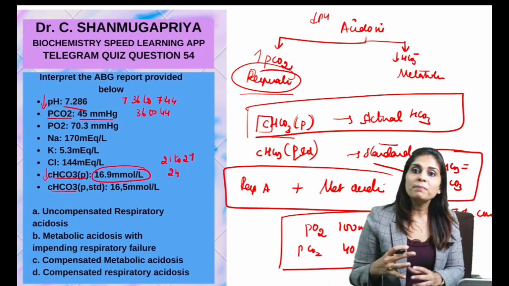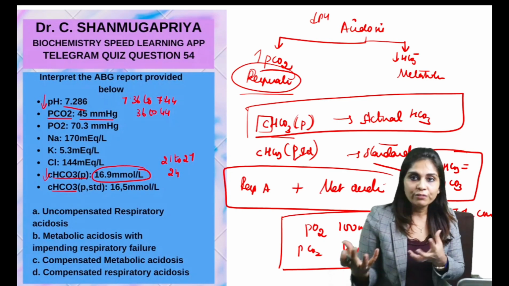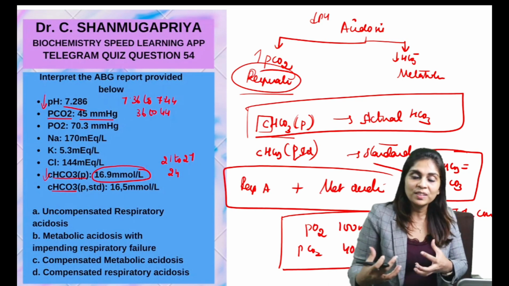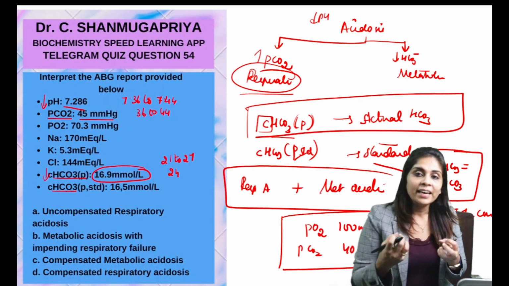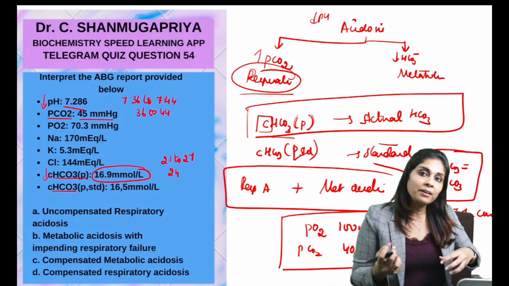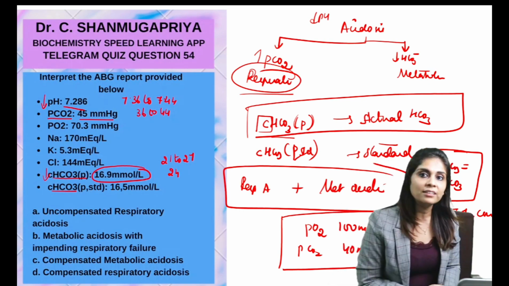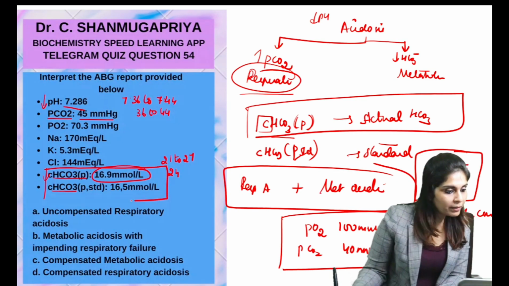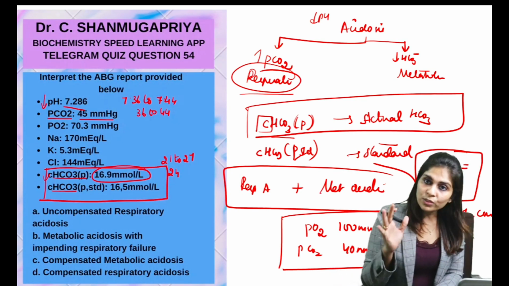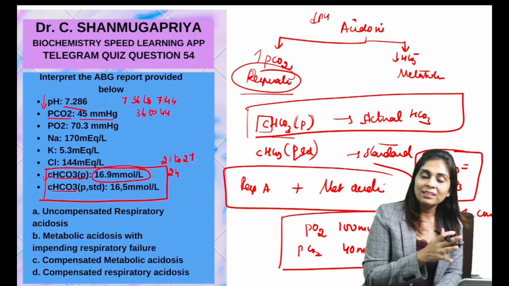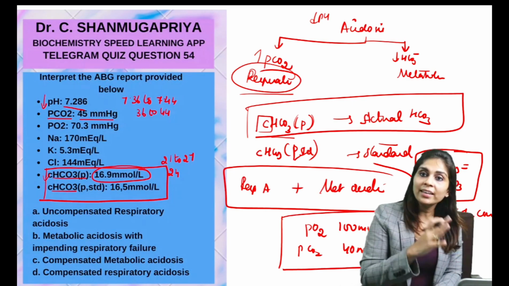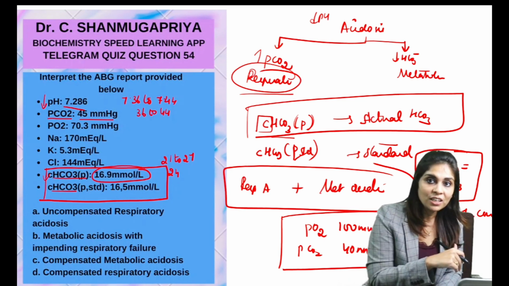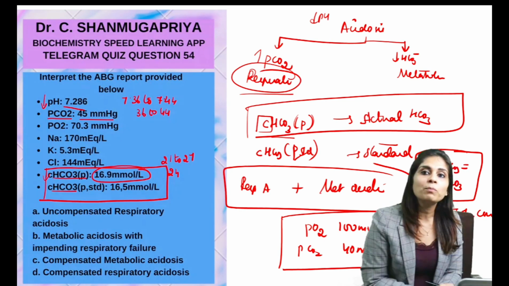Whereas if actual bicarbonate and standard bicarbonate are different, after equilibrating with normal PCO2 and normal PO2, if you see that the bicarbonate oscillates, it means the change in bicarbonate has been because of a respiratory condition. So what do you observe here? The actual bicarbonate and standard bicarbonate are almost the same. So in this person, correcting the respiratory defect or connecting the person to a ventilator is not going to correct the bicarbonate change. So there is definitely a metabolic condition.